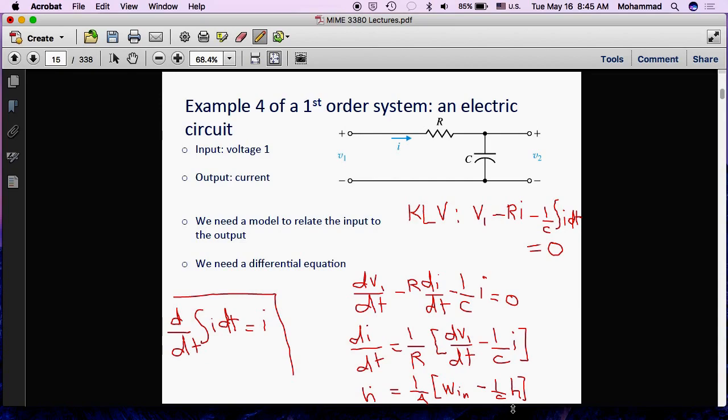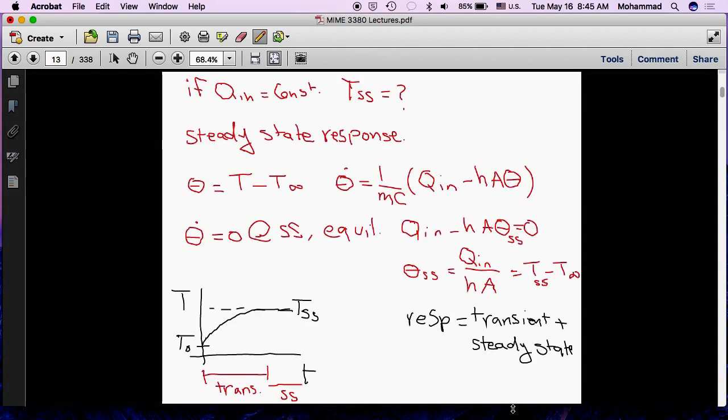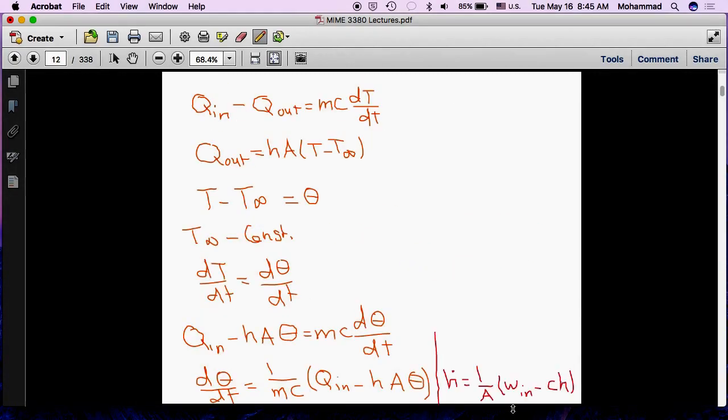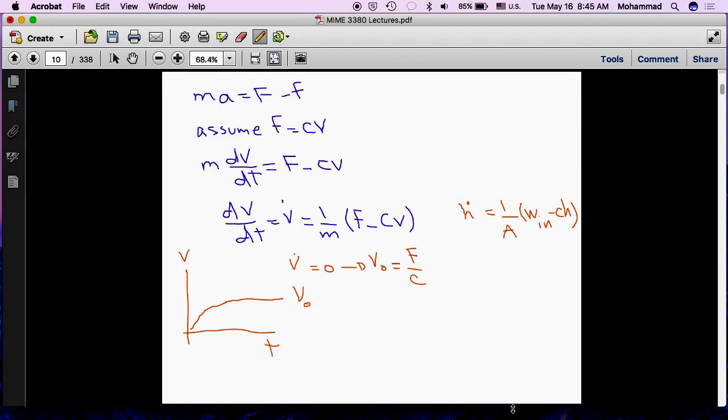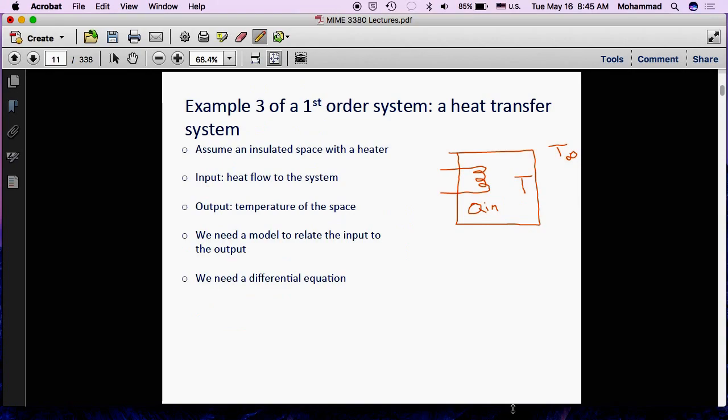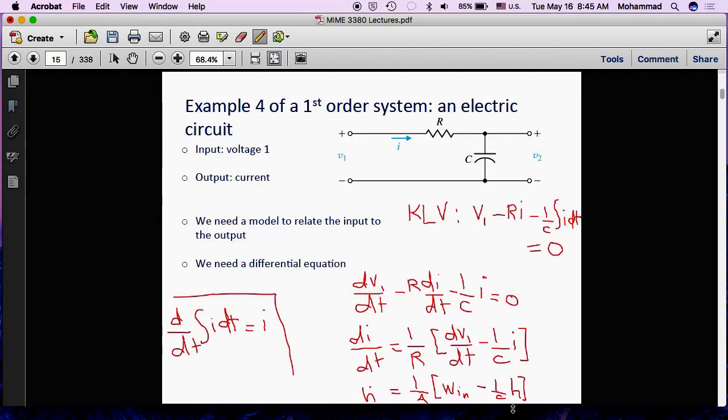Did I write the equation correctly? Let me double check to make sure. No, it's C times h. I apologize. I made a mistake in the last portion. So let me erase this.